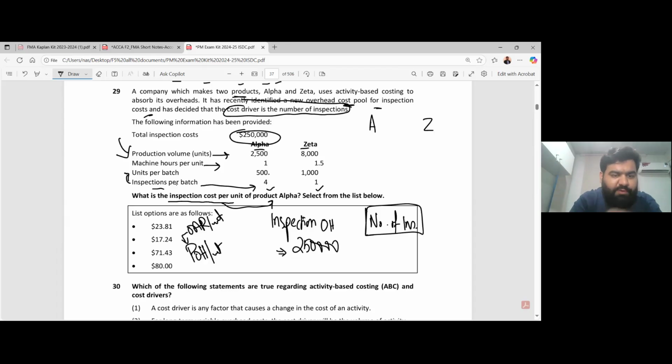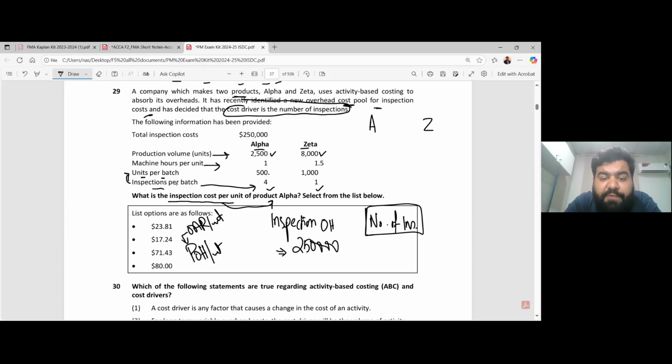Machine hours are not given. Production volume, units, are given. So in the question the number of batches is not directly given, but we can calculate it. How? See, it's written units per batch. Units per batch means that one batch includes 500 units for alpha. So we will see if the total number of units is given in this question. Yes, it's written here. Production units are 2500 and 8000. From here, we can calculate the number of batches.